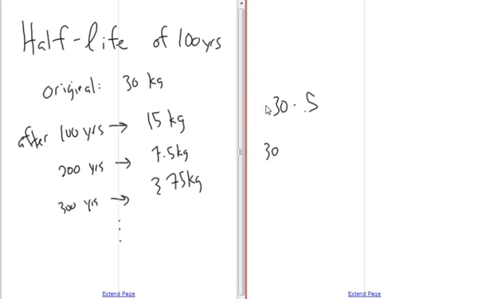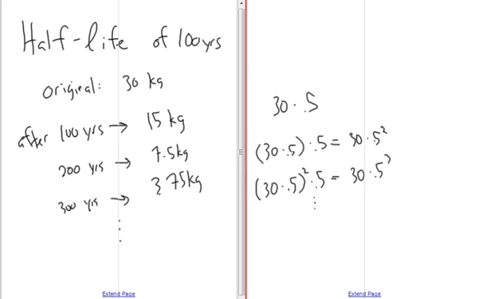If we think about it mathematically, we would write after 100 years it would be 30 kilograms times 0.5. Then after 200 years, it would be that amount, 30 times 0.5 times 0.5, which we could write as 30 times 0.5 squared. And then at the end of that third half-life period, so after 300 years, we would have what was left here, the 30 times 0.5 squared. That squared right there is incorrect. It should be right above the 5, not around the parentheses. That's a typo right there. So it would be that amount times 0.5, which we could write as 30 times 0.5 cubed.